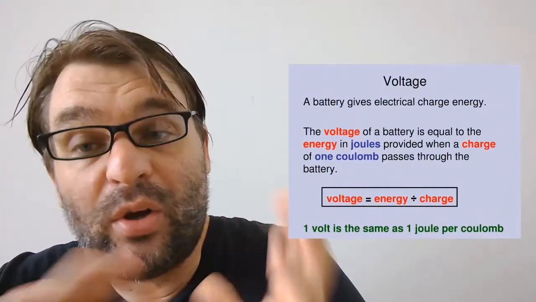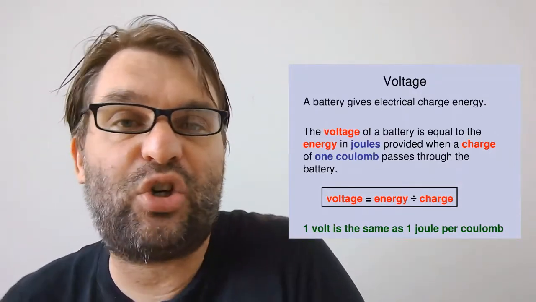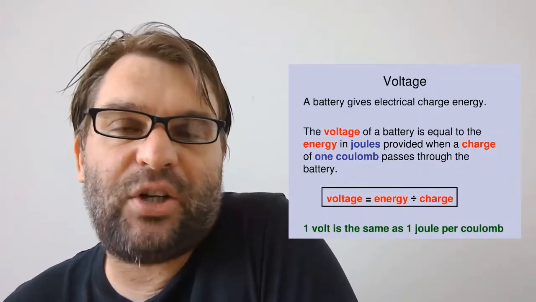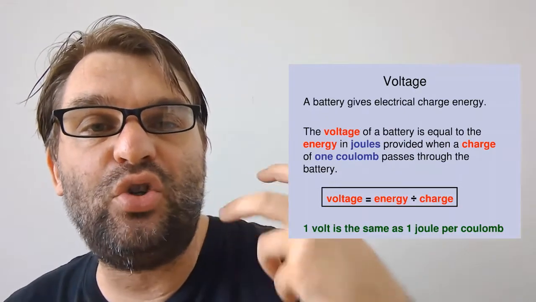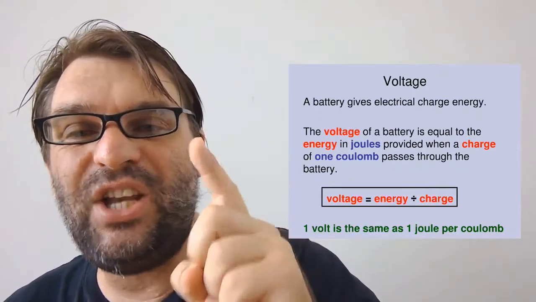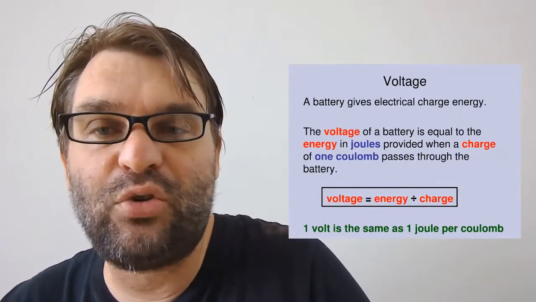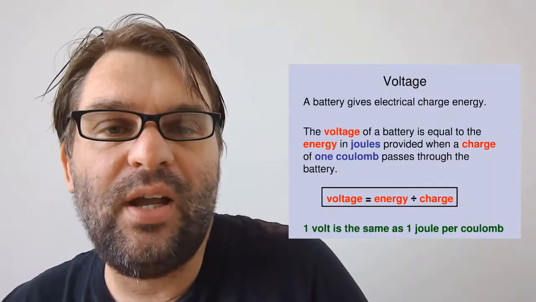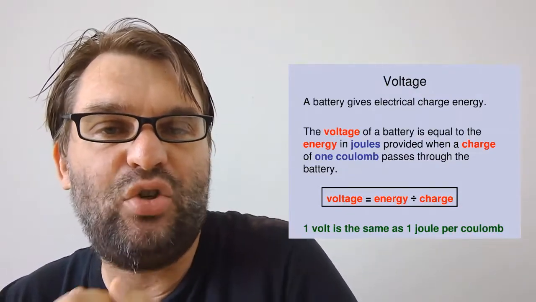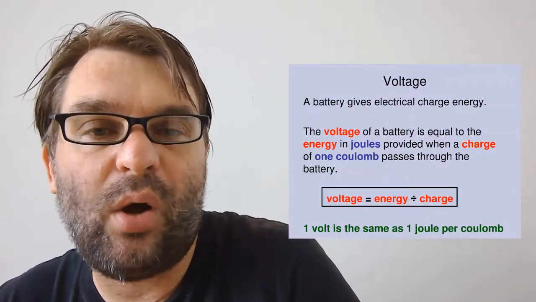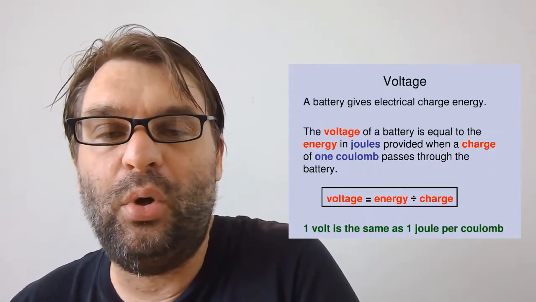Finally, we look at voltage. A battery gives electrical charge energy. It transfers chemical energy in a battery into electrical energy. The volt of the battery is equal to the energy in joules provided by each charge of 1 coulomb that passes through that battery. Therefore, as you can see from the equation, voltage equals energy divided by charge, joules divided by coulombs. So 1 volt is equal to 1 joule per coulomb.